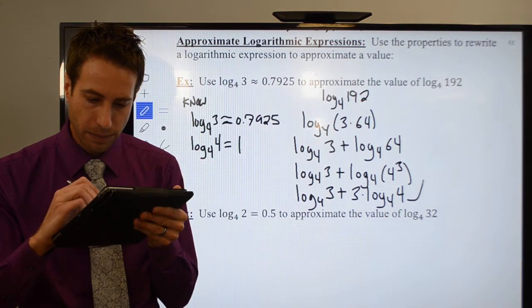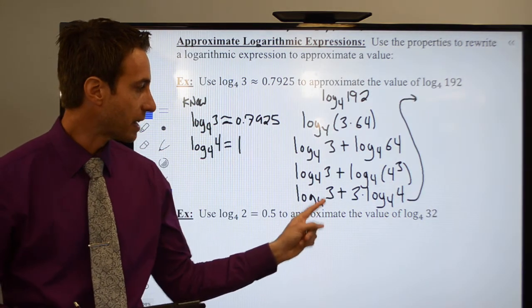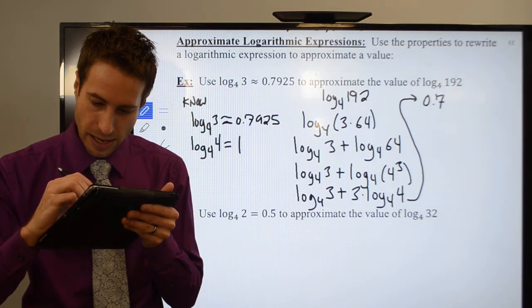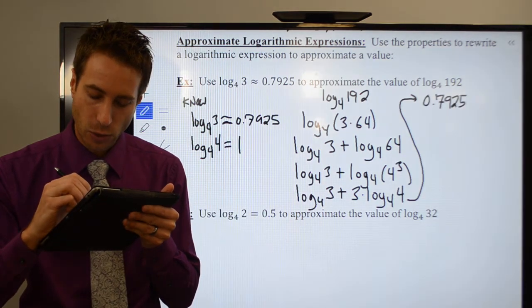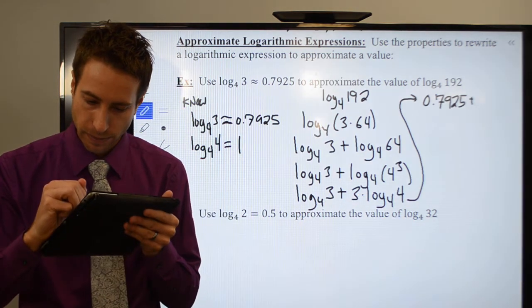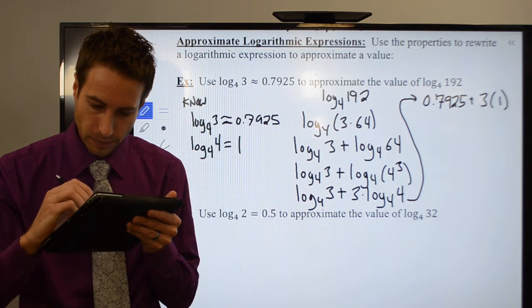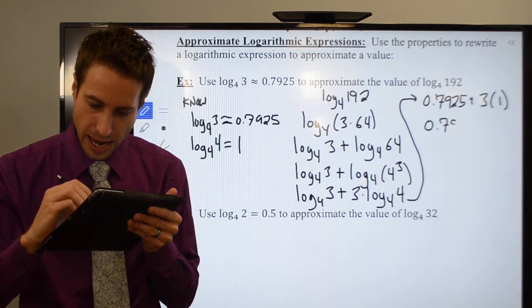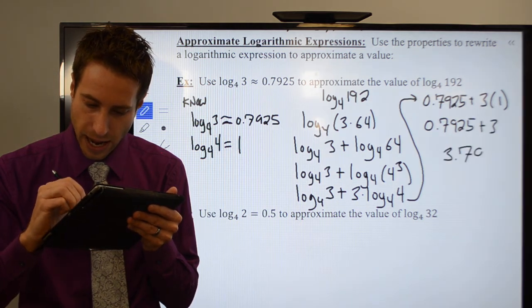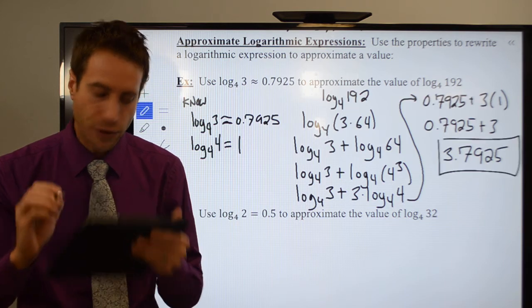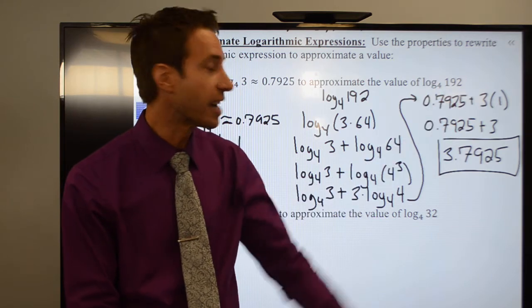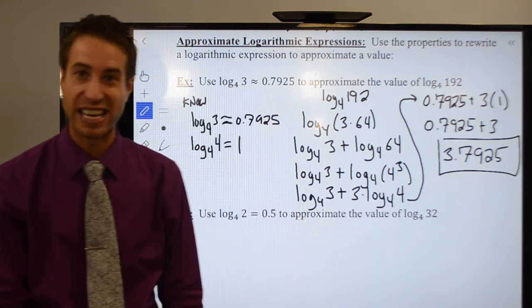So let me come right up here. Here we go. Log base 4 of 3, well, that's 0.7925, which I'll then add to 3 times 1. So I get 0.7925 plus 3, which is going to be 3.7925. Again, if you were to use your calculator to check your answer, log base 4 of 192, it'll come out to be 3.7925.